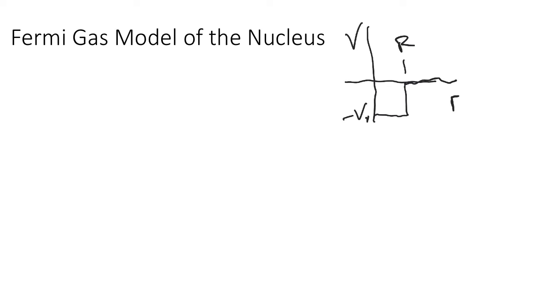Recall that for the proton, we modified this slightly, where the Coulomb barrier gave part of it, and then we had the potential, and the Coulomb barrier slightly modified the inside as well. So this is for neutrons, neutron. This is for proton, proton.